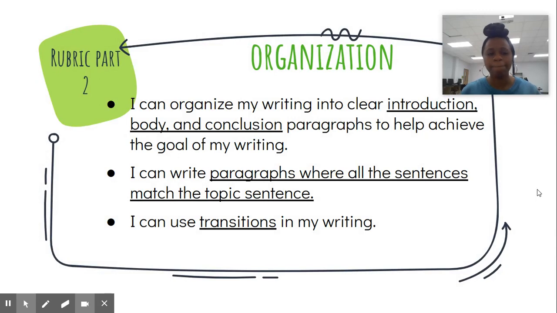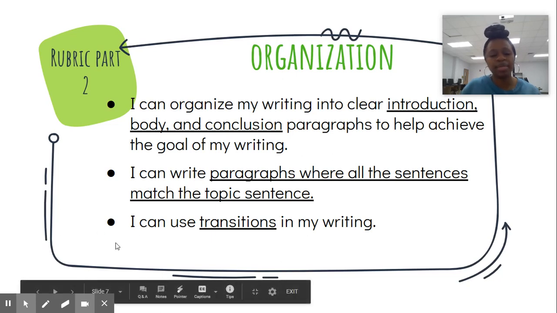Organization. Okay? The first one says, I can organize my writing into clear introduction, body, and conclusion paragraphs to help achieve the goal of my writing. The next one is, I can write paragraphs where all the sentences match the topic sentence. And lastly, I can use transitions in my writing.